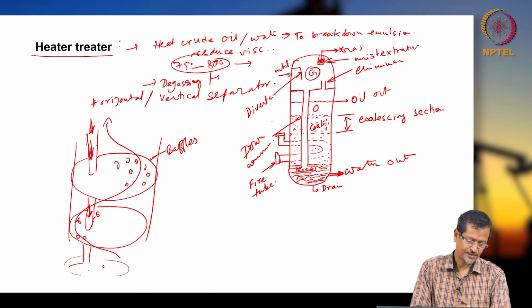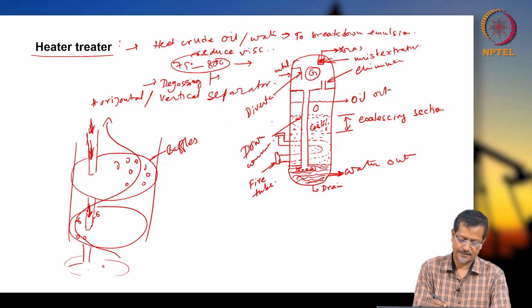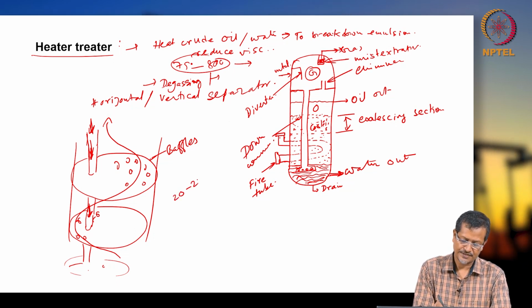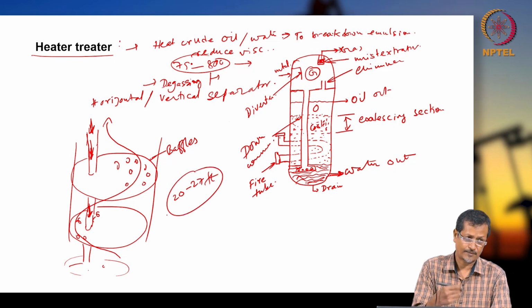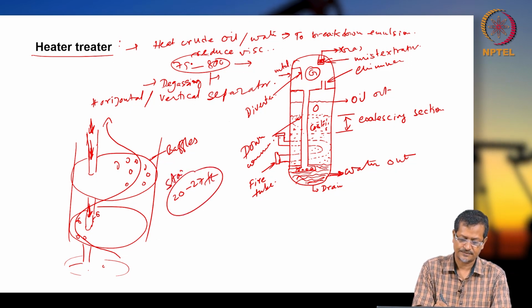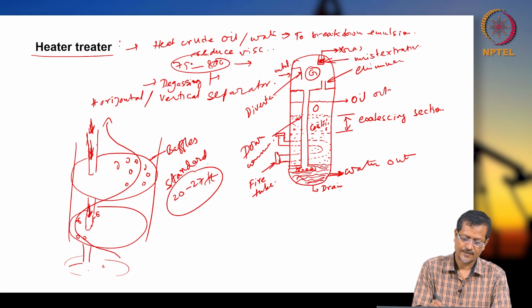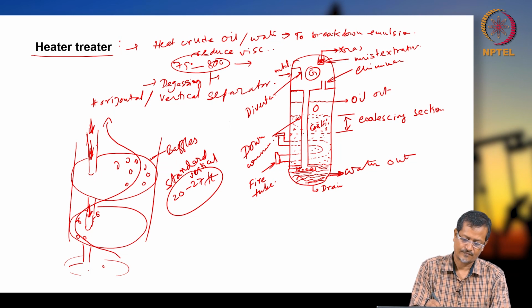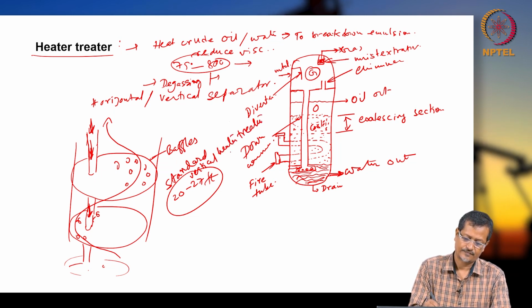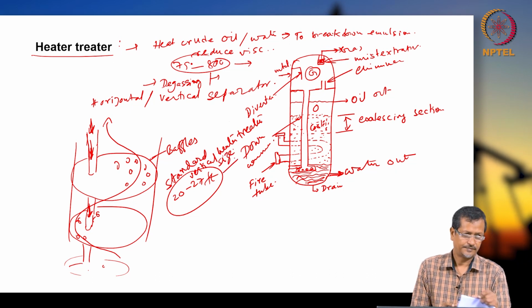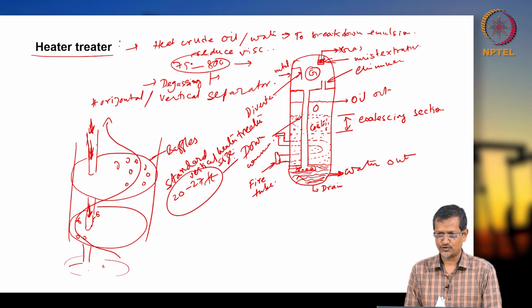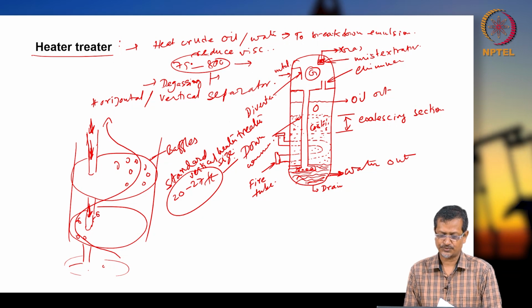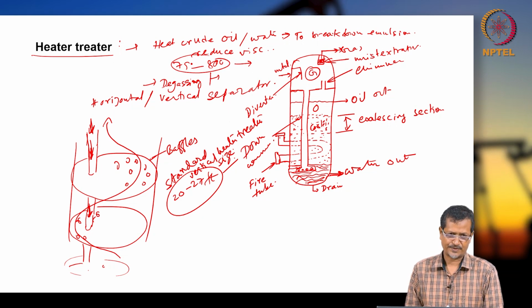Standard vertical separator sizing will be like 20 to 27 feet. This is one thumb rule for a standard vertical heater-treater. And if you assume a 3 to 4 length-to-diameter ratio, just 1/3 or 1/4 you can make, so around 5 feet or 6 feet will be your diameter.